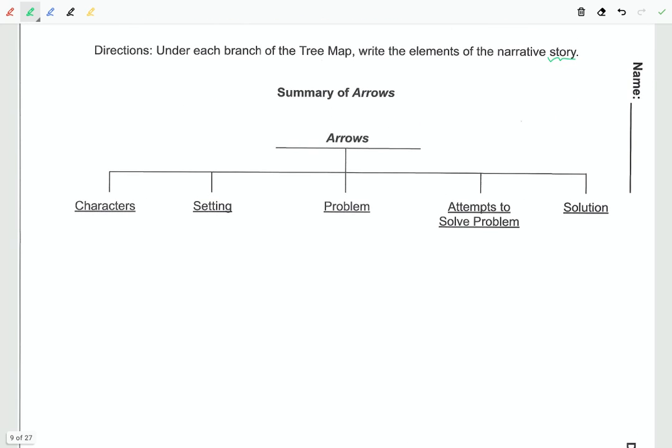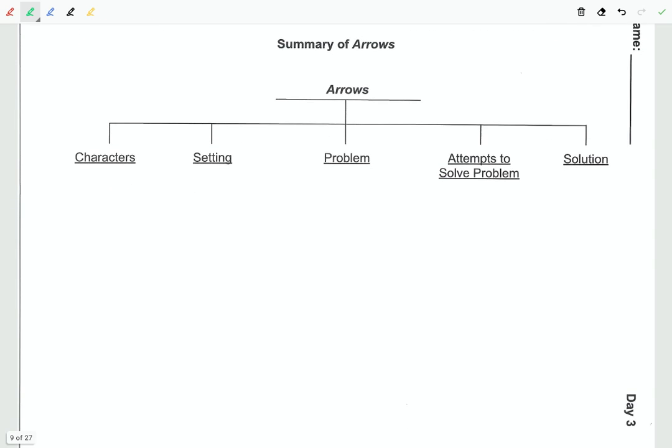Here are the directions for the first task. It says, under each branch of the tree map, write the elements of the narrative story. The elements would be the characters, the setting, the problem, the attempts to solve the problem, or the things that the characters tried to solve the problem or the conflict, and then the final solution. How did they finally solve the problem that they were trying to figure out? And so you just bullet point these elements.